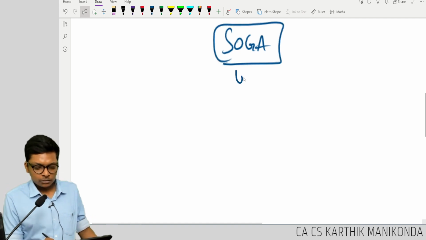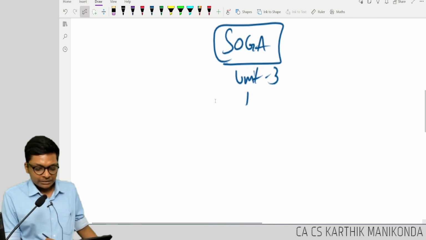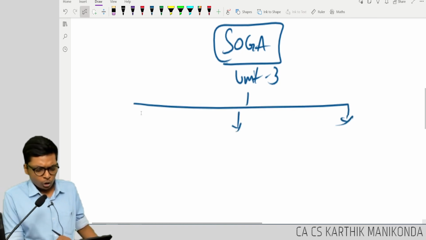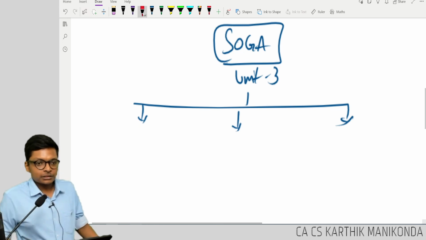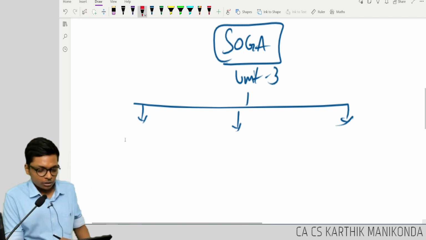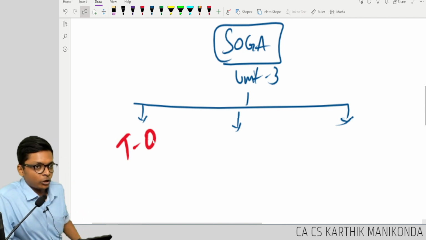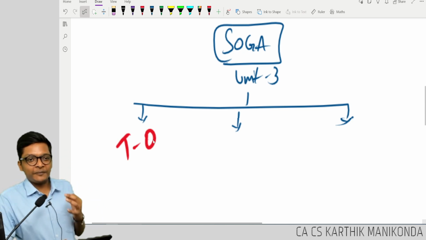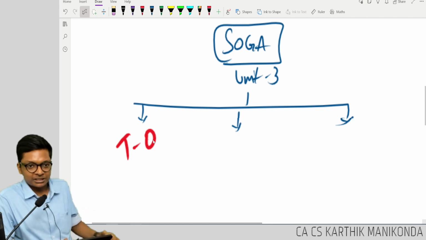Sale of Goods Act. Unit 3 is a simple and small unit. This unit is split into only 3 parts. Okay. In these 3 parts, the first part talks about transfer of ownership. Transfer of ownership means when ownership will be transferred from seller to buyer in different types of goods.